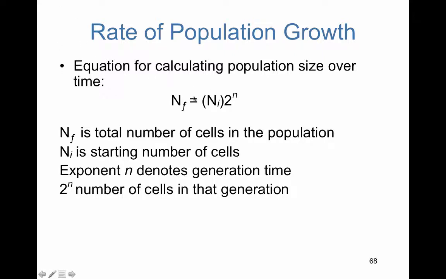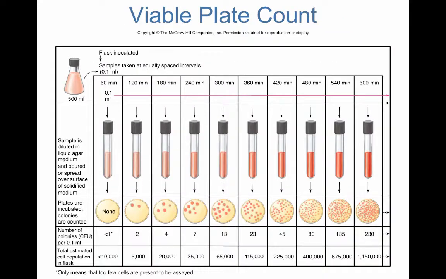How would we calculate population size over time? I'm not going to require that you guys do this, but just to give you a heads up on how it's calculated, the total number of cells equals the starting number times 2^n, where n denotes the number of generations. All right, so that would be population size over time.